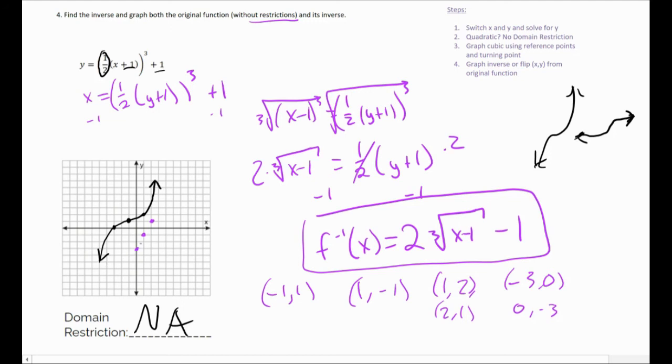And now this sketch goes through these 3 points left or right, and there is my inverse, and we don't need to worry about domain restrictions, so we're good to go.